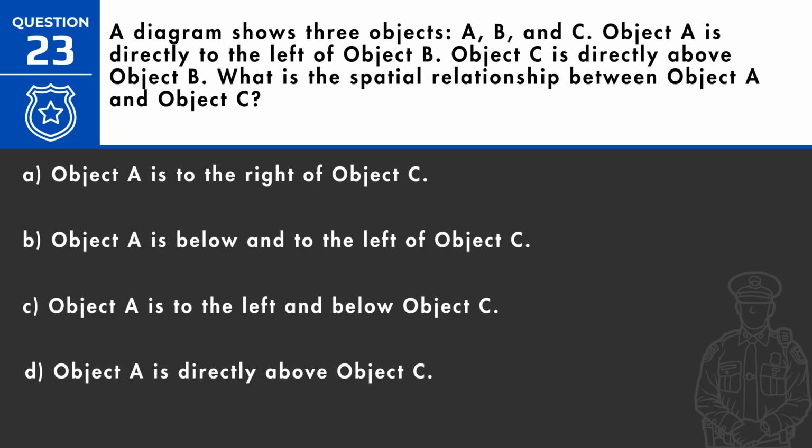Question 23. A diagram shows three objects, A, B, and C. Object A is directly to the left of Object B. Object C is directly above Object B. What is the spatial relationship between Object A and Object C? A. Object A is to the right of Object C. B. Object A is below and to the left of Object C. C. Object A is to the left and below Object C. D. Object A is directly above Object C.